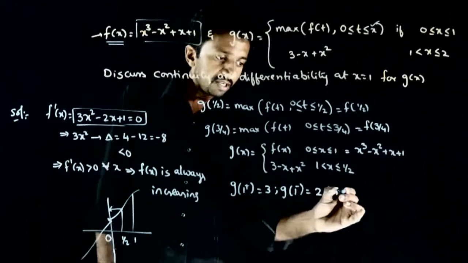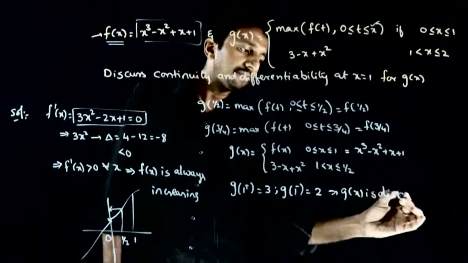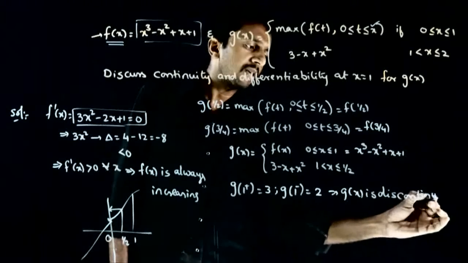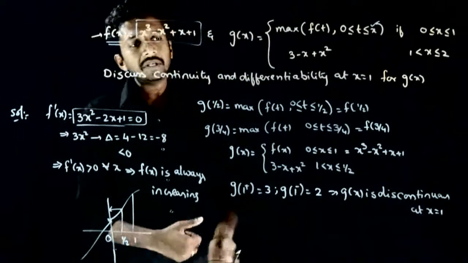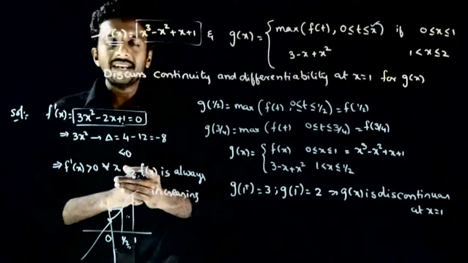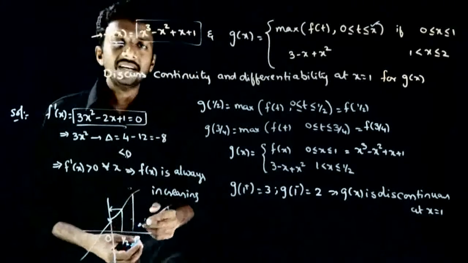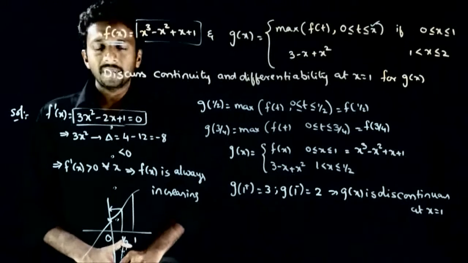That means g of x is discontinuous at x is equal to 1. So अगर continuous नहीं है तो obviously differentiable भी नहीं होगा. So our final answer is g of x is neither continuous nor differentiable at x is equal to 1. Thank you.